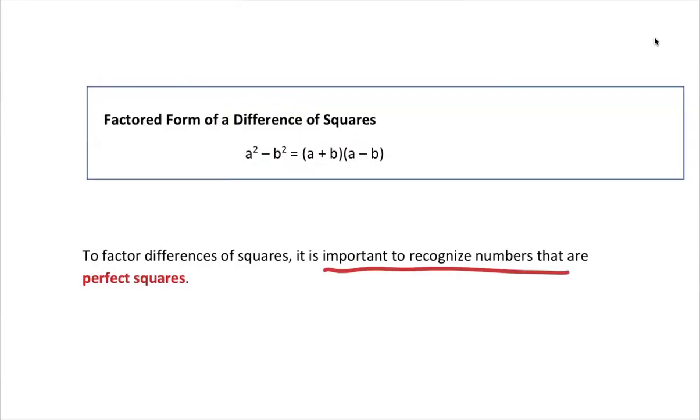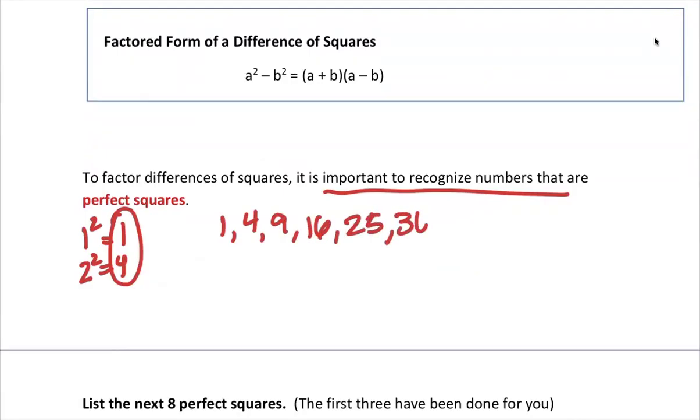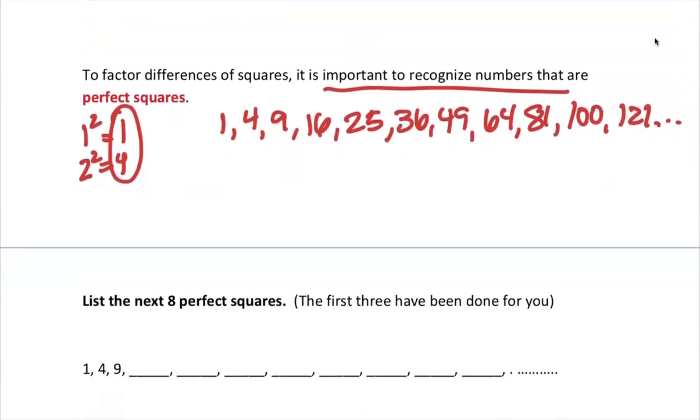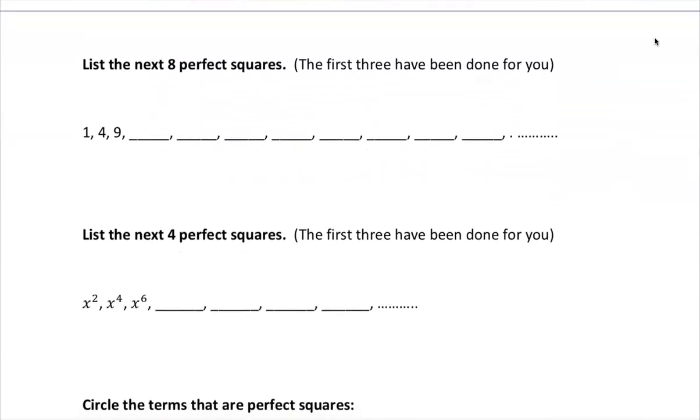well, it's important to recognize numbers that are perfect squares. Like 1 squared is 1, 2 squared is 4. Let's take that list and create it. 1 times 1, 2 times 2, 3 times 3, 4 times 4, 5 squared, 6 squared, 7 squared, 8 squared, 9 squared, 10 squared, 11 squared, and that list keeps going. But these are perfect squares. Oh, missed that. You can fill in the list, but there it is. List the next 4 perfect squares.